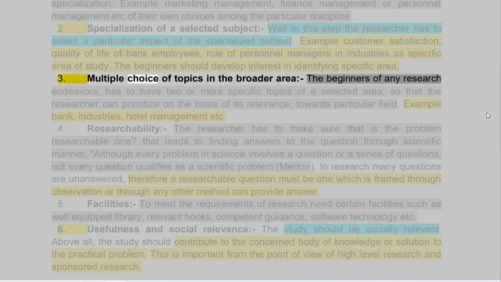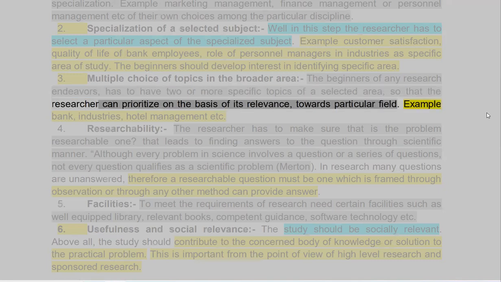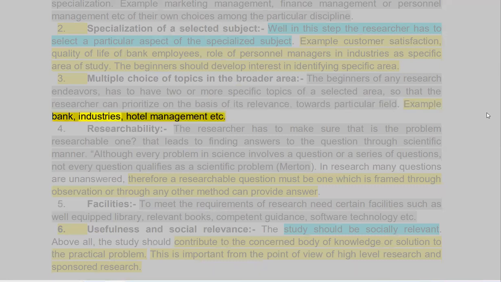3. Multiple choice of topics in the broader area. The beginners of any research endeavor have to have two or more specific topics of a selected area so that the researcher can prioritize on the basis of their relevance towards a particular field. Example: bank, industries, hotel management, etc.